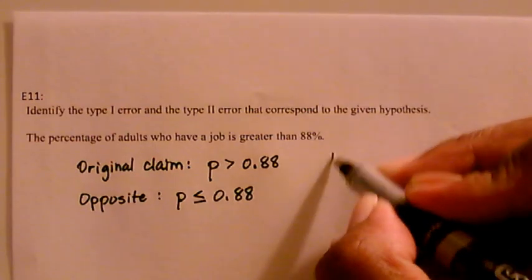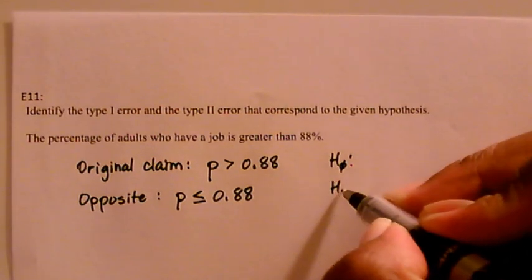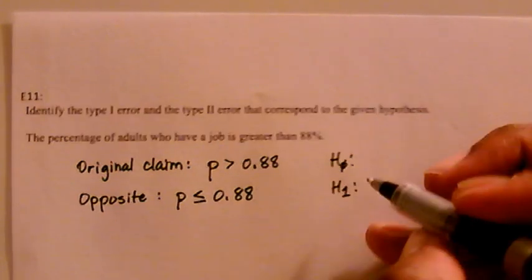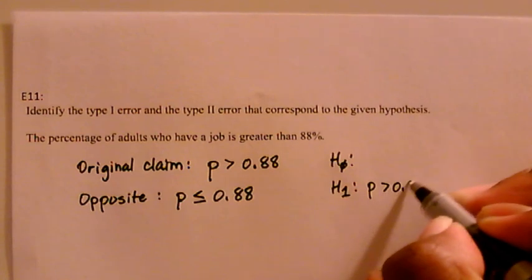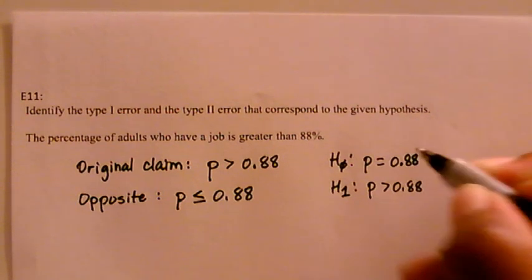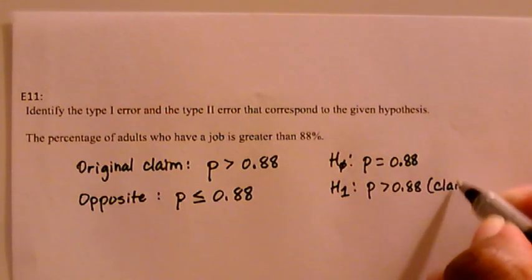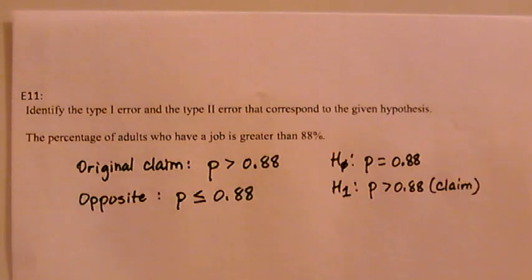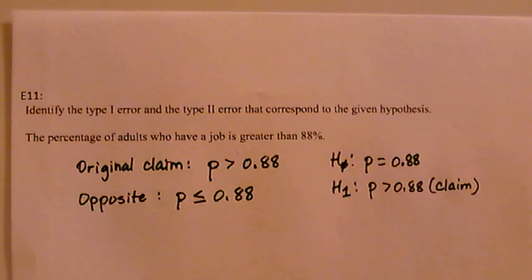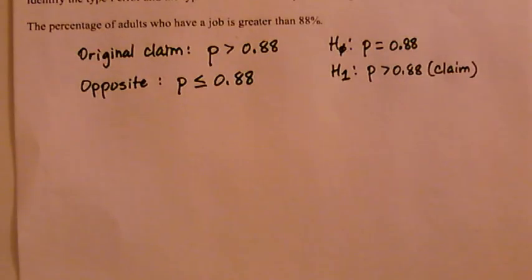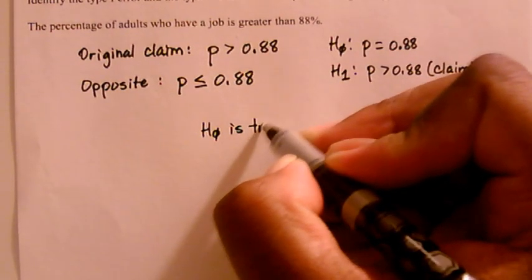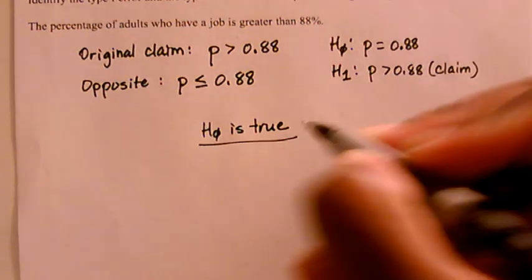And then from that, we can write our null and alternative hypothesis. Okay, the one that has strictly greater than is our alternative hypothesis. The null always has the equal sign, so P is equal to 0.88. And that alternative here is the claim, because the original claim says P is greater than 0.88. Okay, now let's create this table that will help us determine the type 1 and type 2 error.